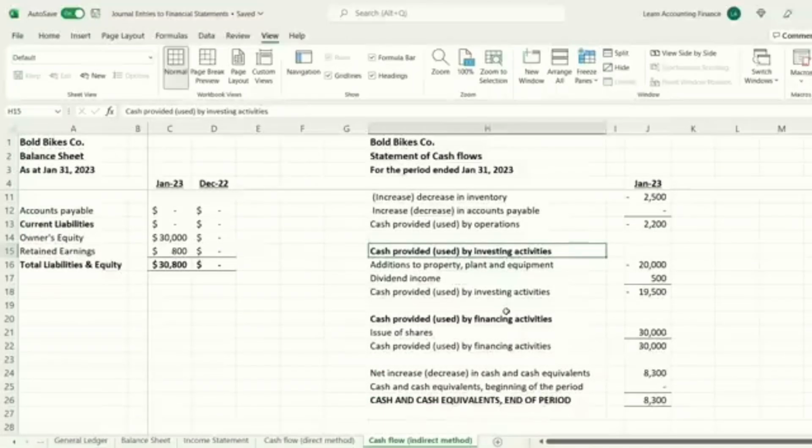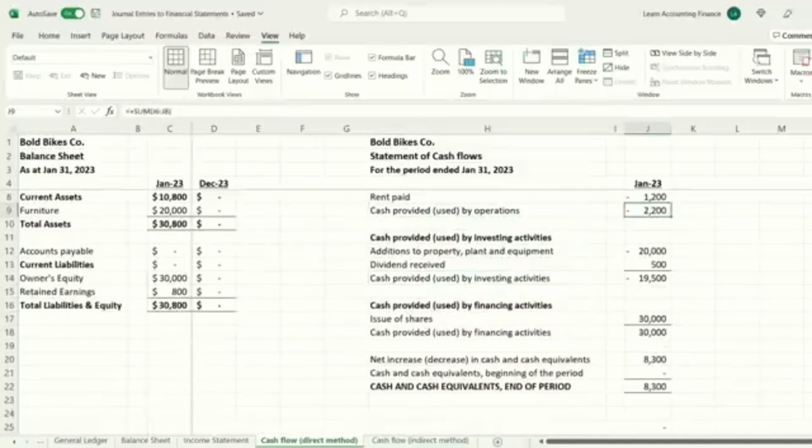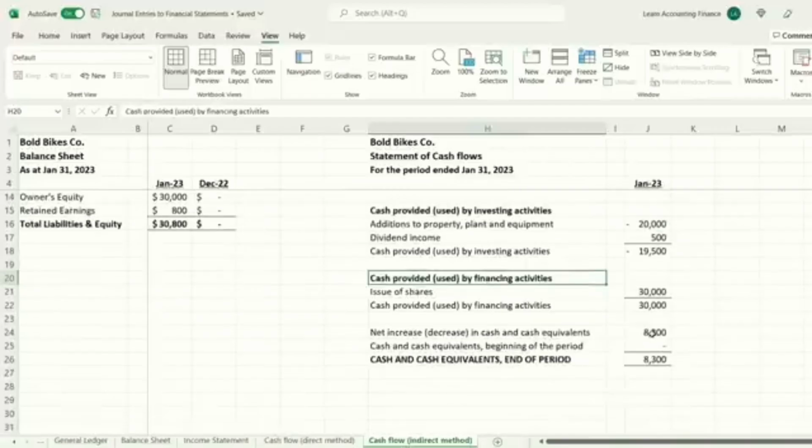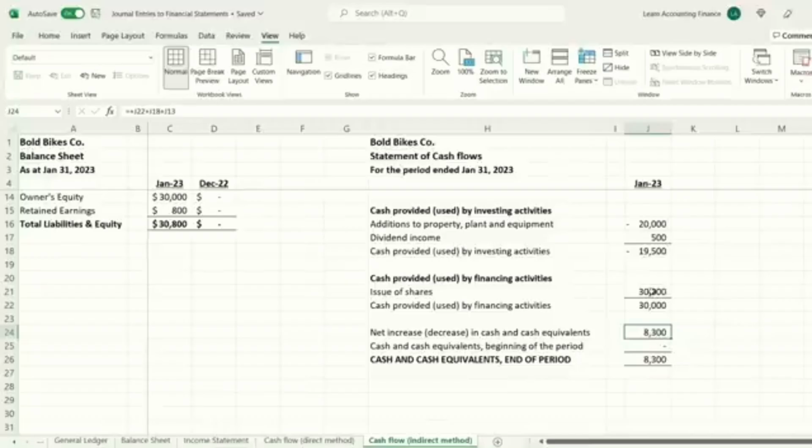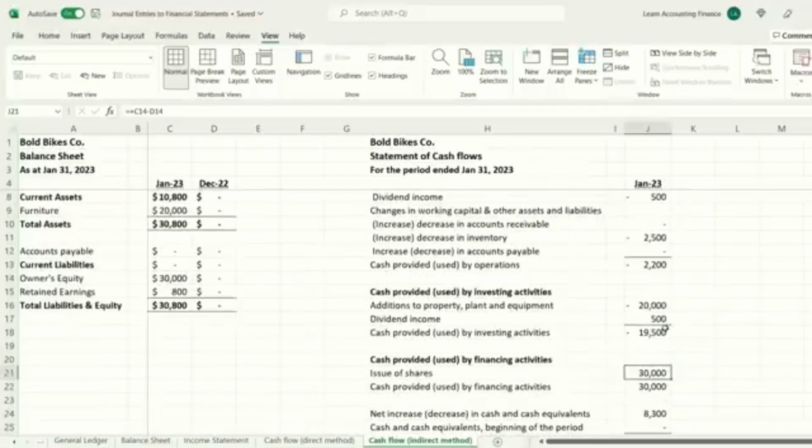Cash from investing activities and financing activities is usually very similar or the same as what you see in the direct method. There's no real change there. So again, at the end, you have the same balance. Cash flow for the full period is $8,300 positive, mainly driven by the owner's investment. All the other activities, such as investing activities, had a negative outflow, and also operations had a negative outflow.